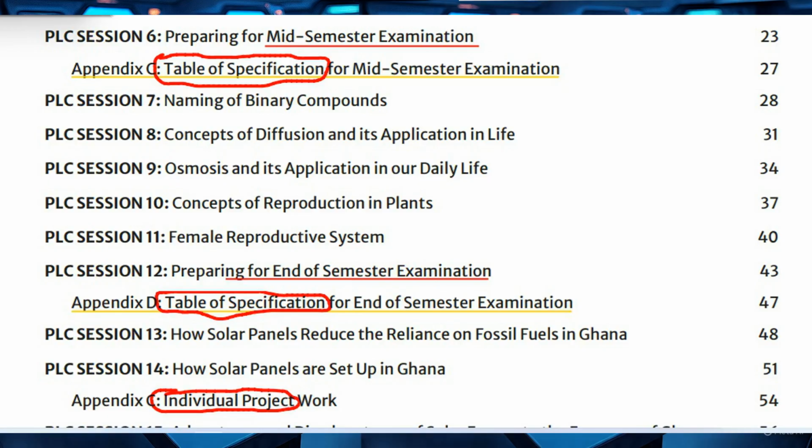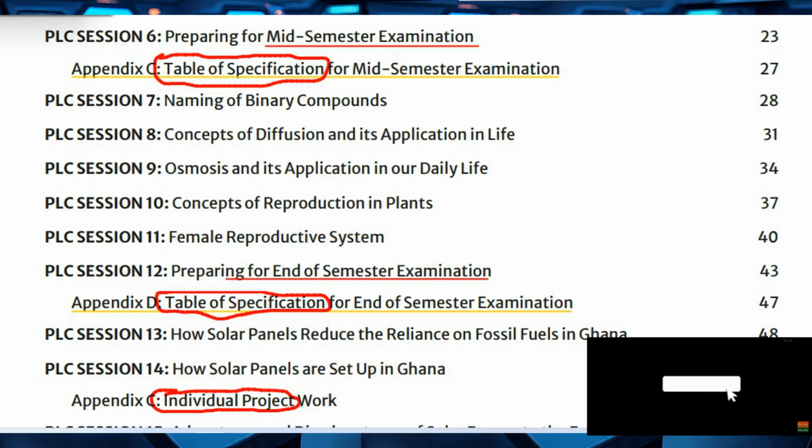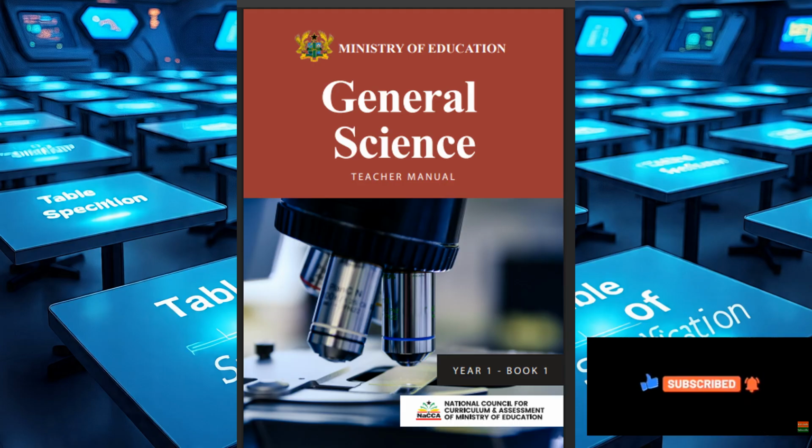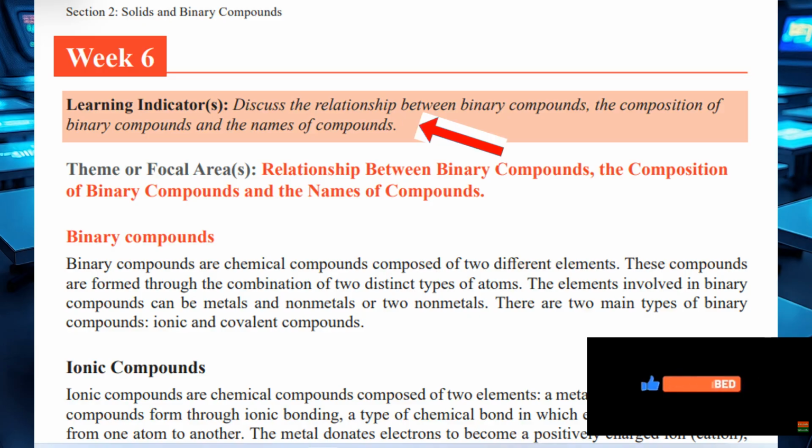You should note that, though week 6 is for mid-semester examination, there will still be teaching and learning at week 6. That is why there is a learning indicator at week 6 in the teacher manual. This is because mid-semester examinations only take a few minutes or hours to complete and not a whole day or week for the school.